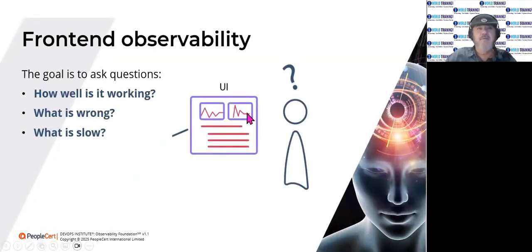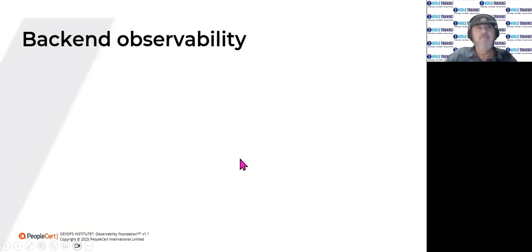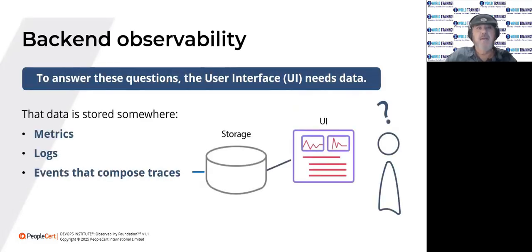From the user interface point of view, generally speaking, you've got several things that are required. How well is the system working? And when things go wrong, what is wrong? For example, why is it working slowly? So you hopefully can get that information back to the user. At the back end, at least starting from the storage, you need to know where to get the data for the user interface. This could be in the form of metrics, logs, various events that are part of traces.